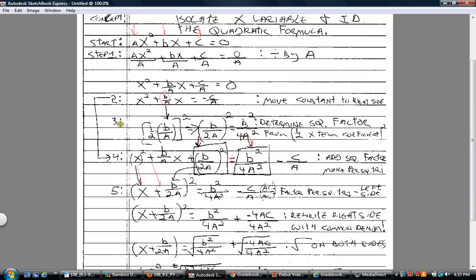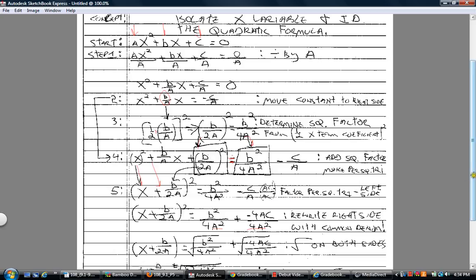So I figured out the squaring factor. I added it to both the left and the right-hand side, but I picked the correct forms to make life easier for me. Now from here, I took b squared over 4a squared minus c over a and got the same common denominator, which would be 4a squared. So I had to multiply by 4a on both the top and bottom of this term on the right. That left me with b squared divided by 4a squared plus minus 4ac divided by 4a squared. Notice the same common denominators.